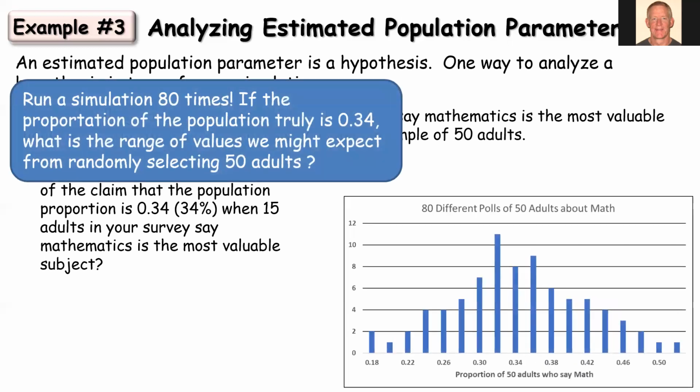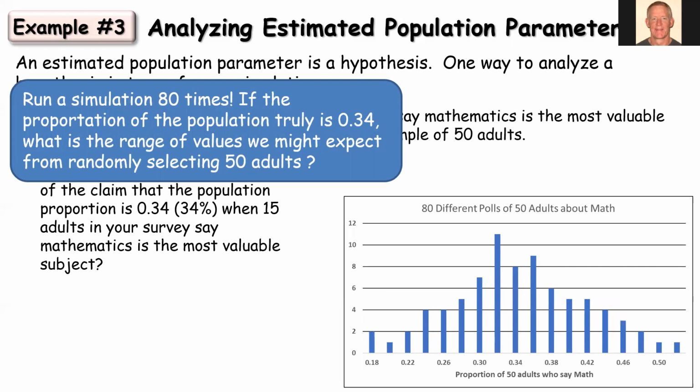Now, here's where the simulation comes in. In order for us to determine whether or not that's a reasonable result, right? In other words, it falls within the range of possibilities. The best thing to do would be to run a simulation. We're going to do it 80 times.